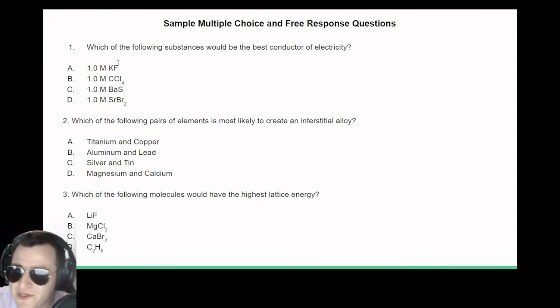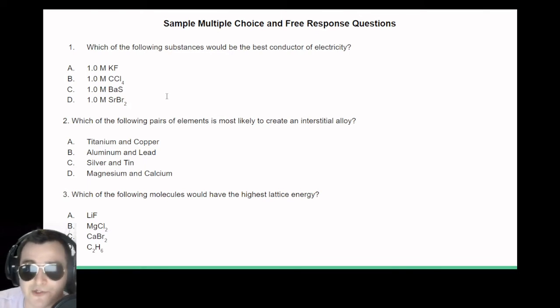But if we're looking at this, when they dissolve in water, they all break apart into their associated cation pieces and anion pieces. This breaks apart into K+ and F-, Ba2+, S2-. The charges are stronger. Ooh, maybe that's why it might be the answer. But then you get D, Sr2+, and there are two bromines here, which separates into monoatomic bromide ions, but there's twice as many bromine ions as there are strontium ions, because it takes two bromines to satisfy the 2+ charge of strontium. More ions equals better conduction.